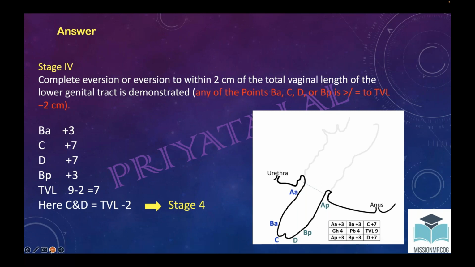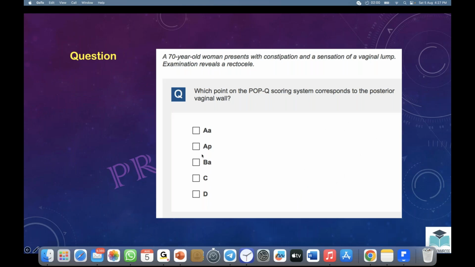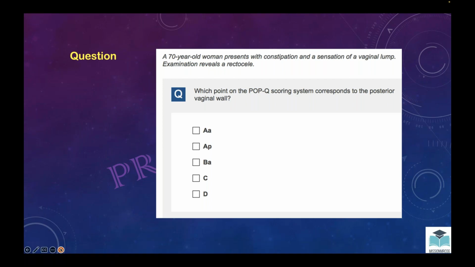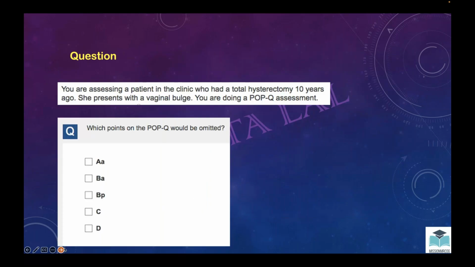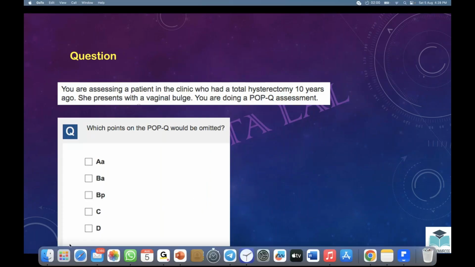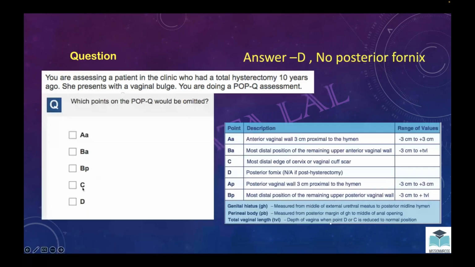Now this is a very small question. So let me see the answer. What is Ap? It is the answer, and I need not explain. You know that. Answer this. Ma'am, point D will be omitted. Yes, point D will be omitted, because there is no posterior fornix.